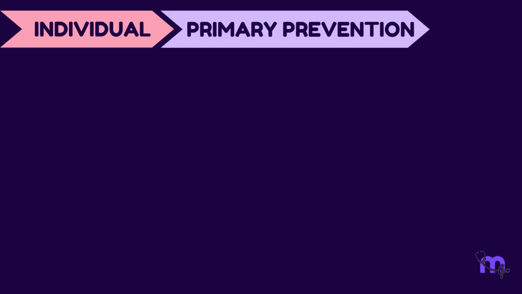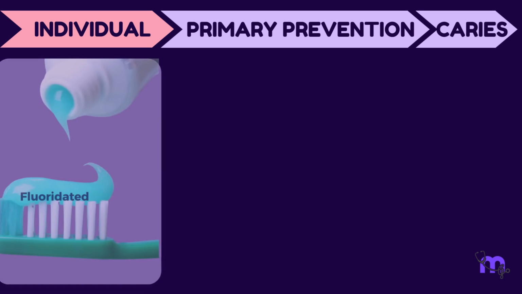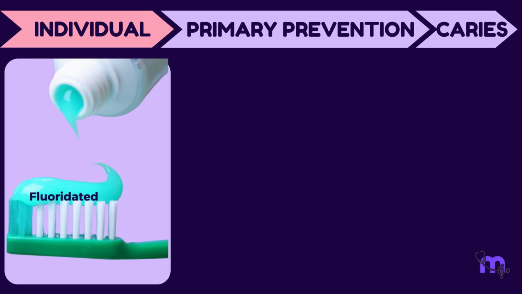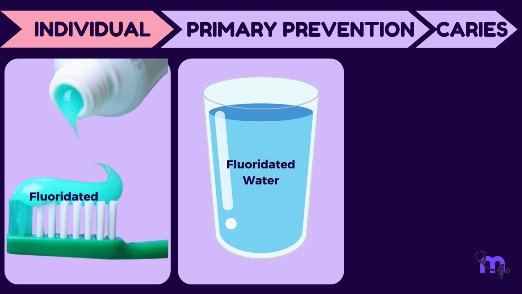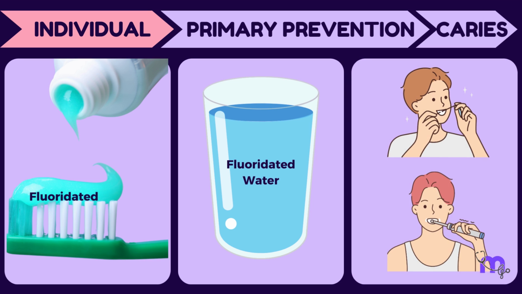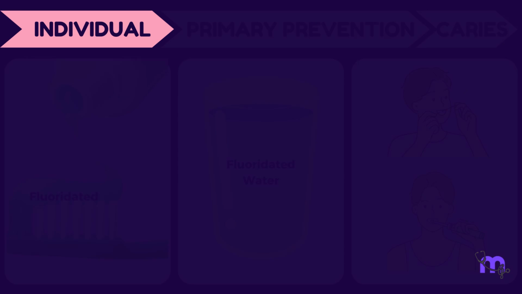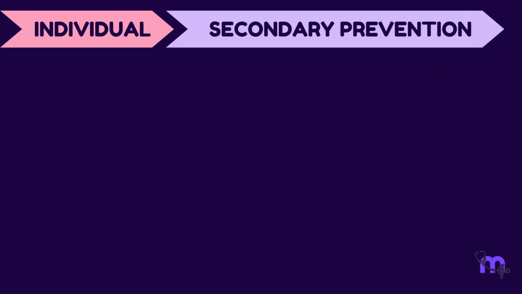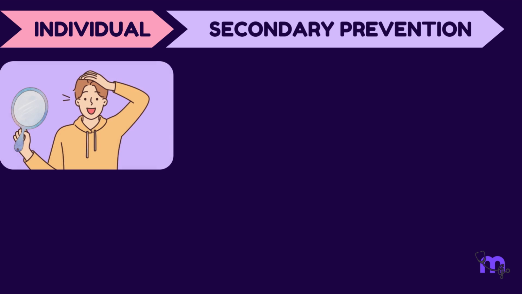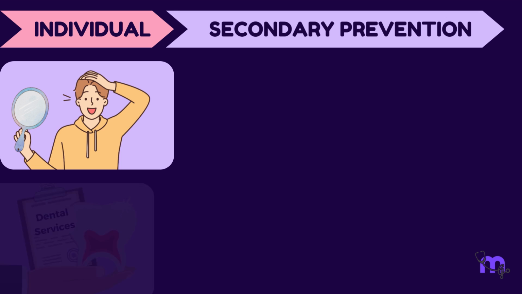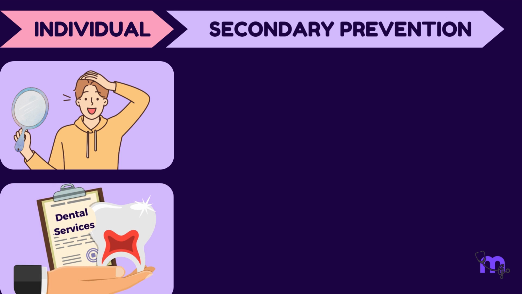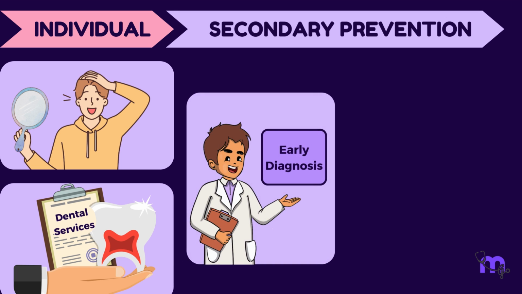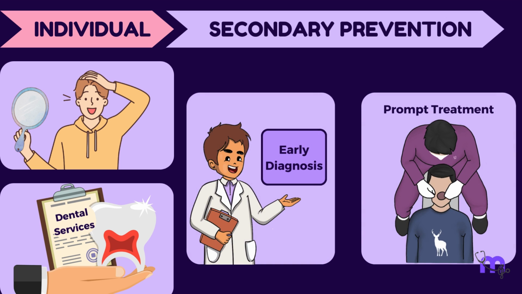For the primary prevention of caries on a personal level, specific measures like using fluoridated dentifrices and consuming fluoridated water, along with having good oral hygiene habits, are necessary. Secondary prevention for all three conditions includes self-examination and referral, along with proper utilization of dental services. This will ensure early diagnosis and prompt treatment of the condition.